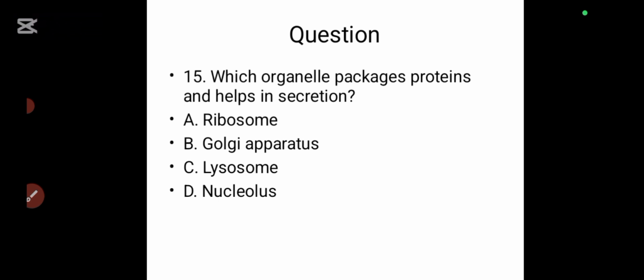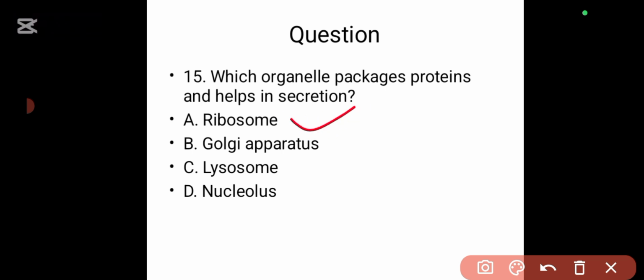Now, which organelle packages proteins and helps in secretion? Ribosome? Ribosome makes proteins, but it doesn't package and help in secretion. The answer is Golgi apparatus. Make sure you see both videos. I will link in the description.